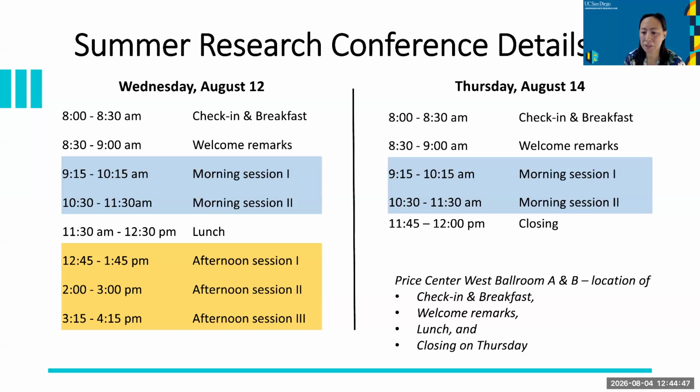And just keep in mind, Price Center West Ballrooms A and B is the location where check-in and breakfast happens. It is also where the welcoming remarks will be, so same location, you don't need to go anywhere. You can go off to your sessions for morning session 1 and 2, but you come back to Price Center West Ballroom A and B for lunch, go off to afternoon sessions, and then for closing on Thursday, we will also have that from 11:45 to 12 in Price Center West Ballroom A and B.